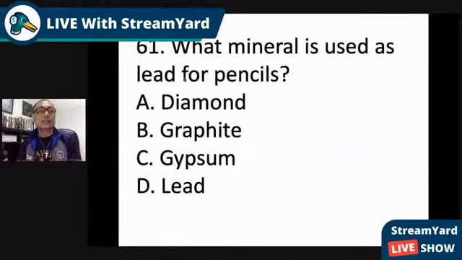61. What mineral is used as lead for pencil? So the lead in the pencil, wala akong pencil dito. The lead in the pencil is made up of what? So if you're answering this, syempre, diamond is already out of the picture. But maybe some of us are confused whether it's graphite, gypsum, or lead. What do you think is the right answer? By the way, thank you for those who answered number 60. Okay? We're all getting the right answers. What mineral is used as lead for pencil?